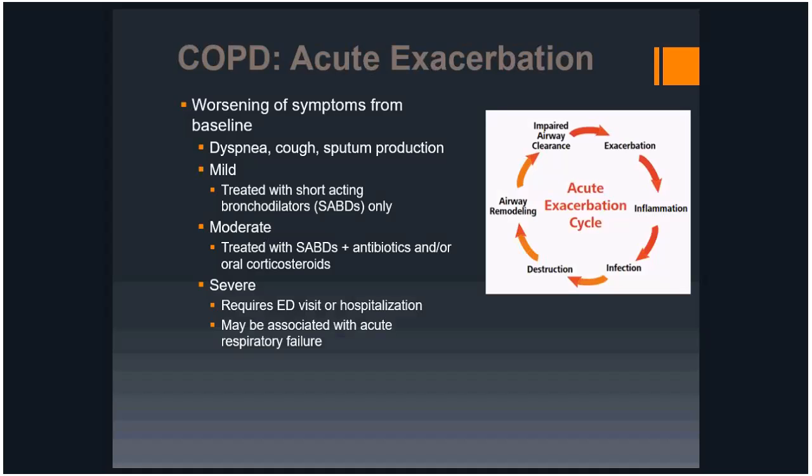And again, understand that cycle. You've got the exacerbation, inflammation, infection. You've got destruction and remodeling of the airway, which further impairs airway clearance, which can then contribute to more exacerbations. So that's why it's important to make sure that you're identifying and managing these patients' exacerbations, but also to control their symptoms and decrease their risk.